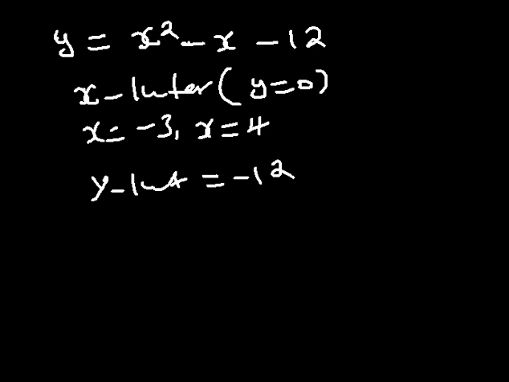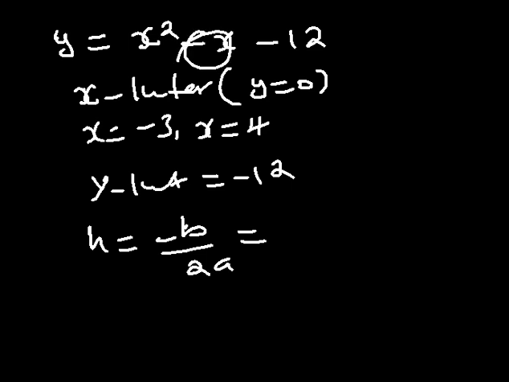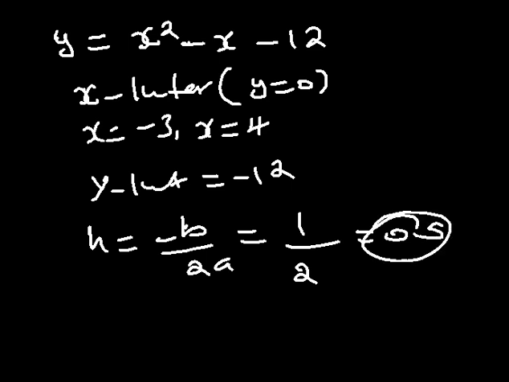And what next? We should calculate the vertex. So we need the value of h, which is given as negative b over 2a. So what is b? We have it as negative 1, and with that negative, it becomes positive 1, divided by 2 times a, that is 2. Then we have 0.5 as the x coordinate at the turning point.